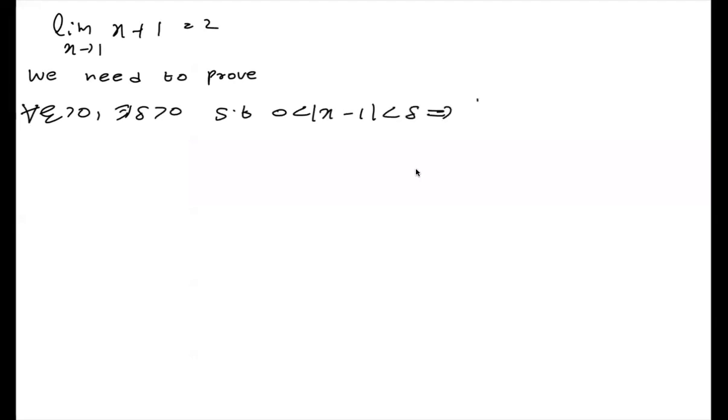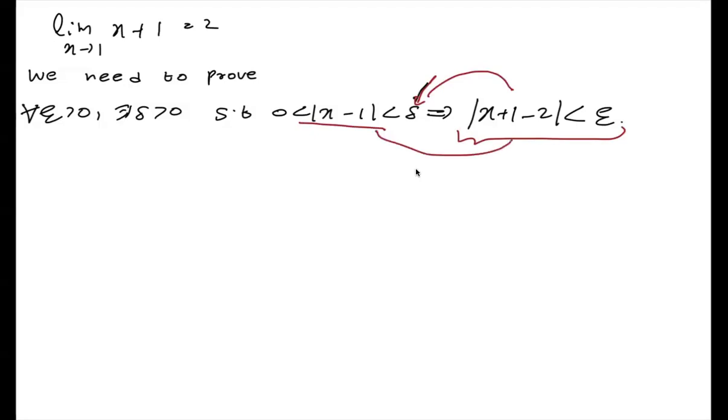This should imply |x + 1 - 2| < epsilon. So first, we consider this part because we need to find some delta to replace this, which when this inequality holds, should imply that this inequality is also true for any epsilon.